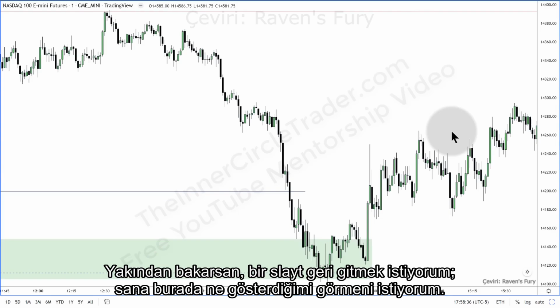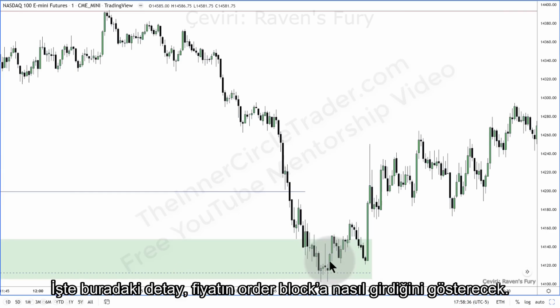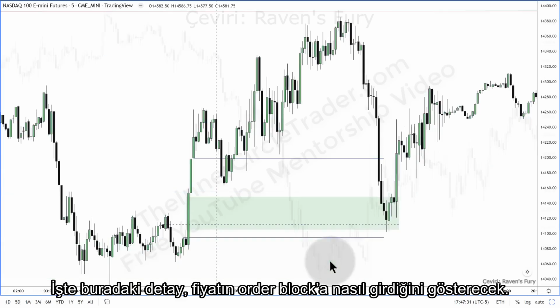Here is that drop down here on a 1-minute chart. It's digging into that order block right here. If you look real close, let me go back up one slide. I want you to see what I'm showing you here.